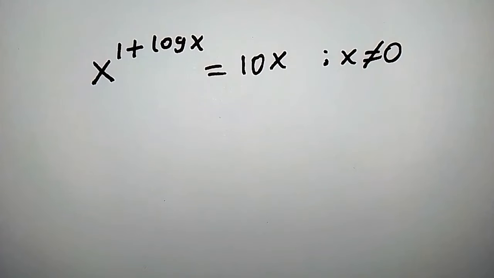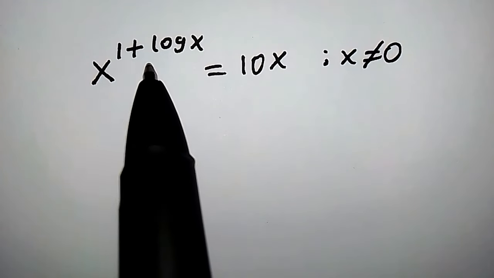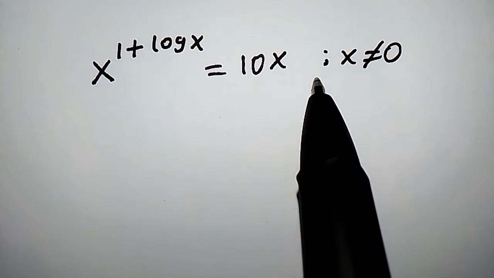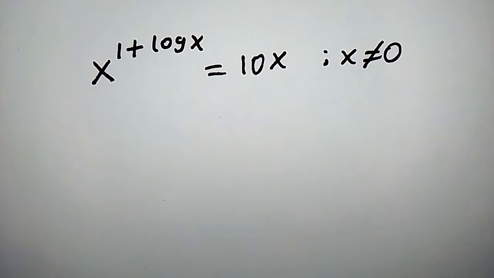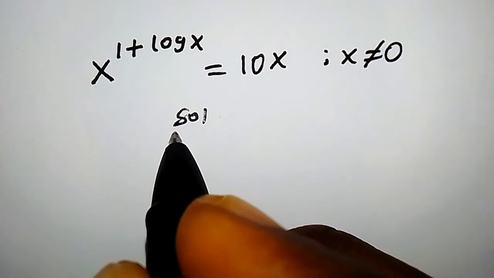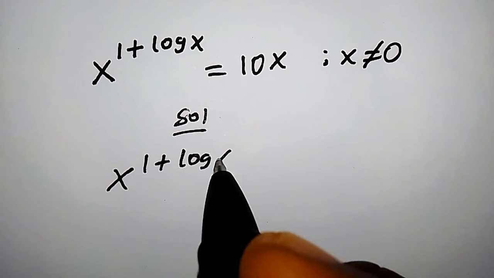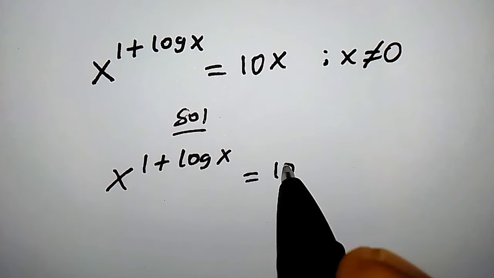How do we solve this logarithmic equation? x to the power of 1 plus log x equal to 10x, such that x is different from 0. Without further delay, let us begin. Solution. We have x raised to 1 plus log x equal to 10x.